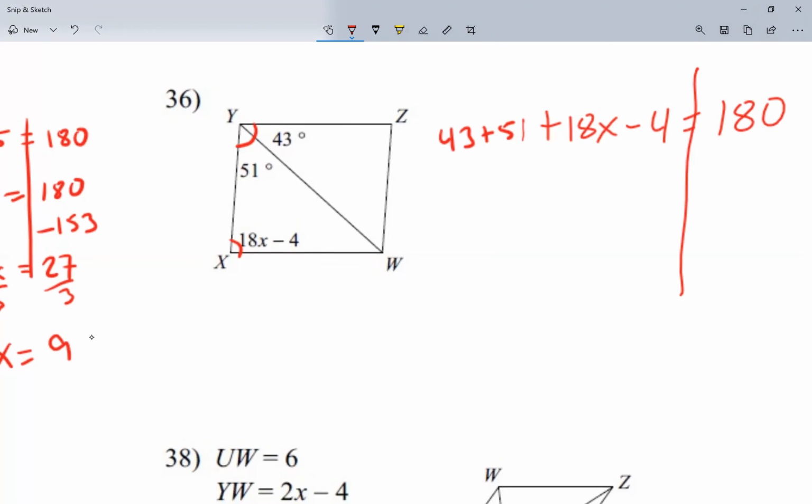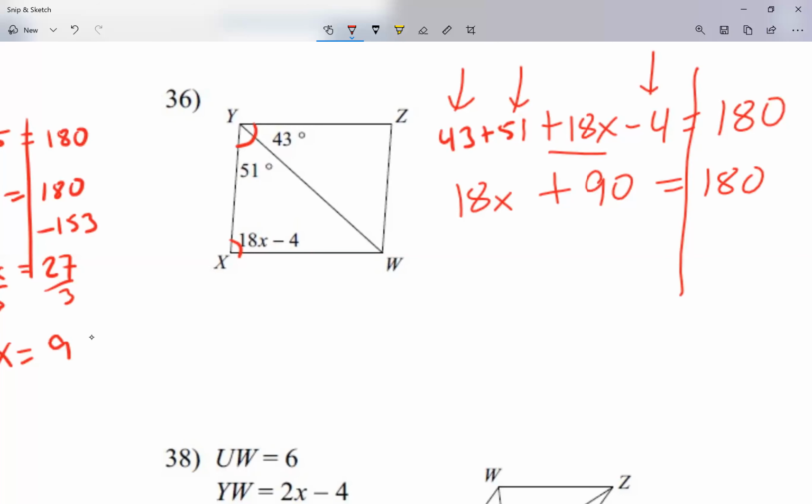When I separate them through the equal sign, when it comes to letters, I just have 18x. That's the only x that I see. When it comes to just numbers, 43 plus 51 minus 4. That happens to be 90. And all this is equal to 180.